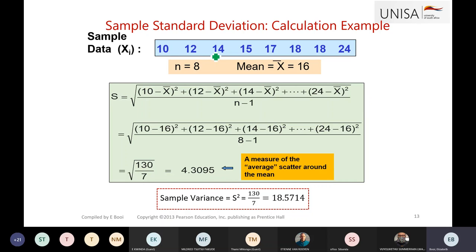So given the sample data, which is 10, 12, 14 up until 24, we can count how many there are. There are 8 values within this data set. We can calculate the mean.